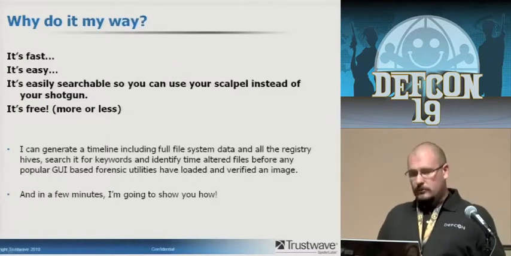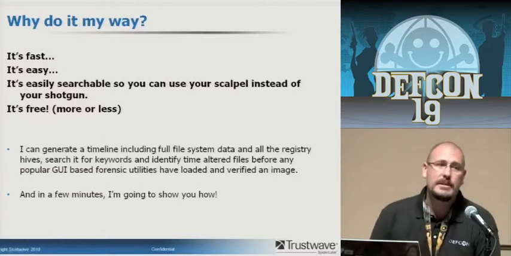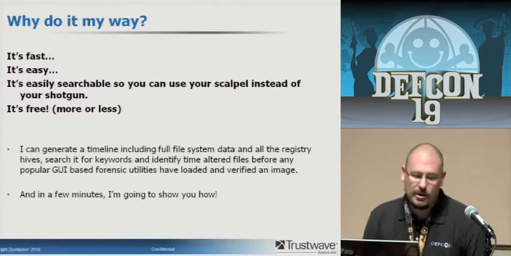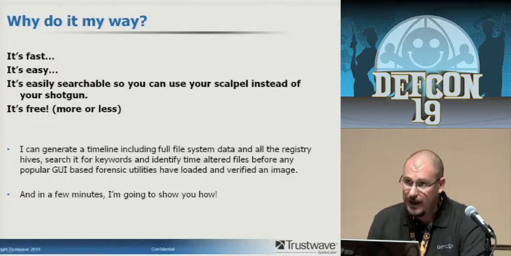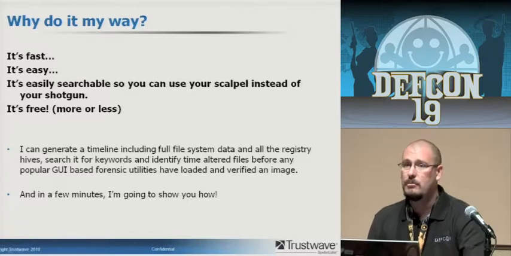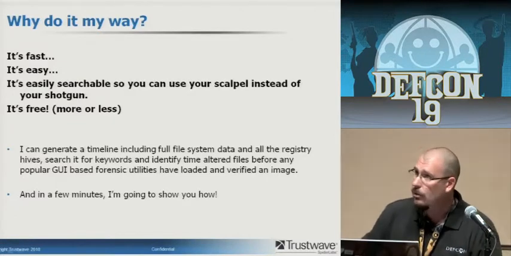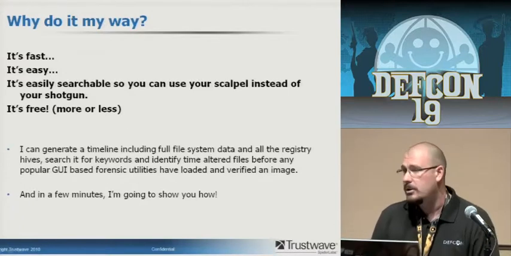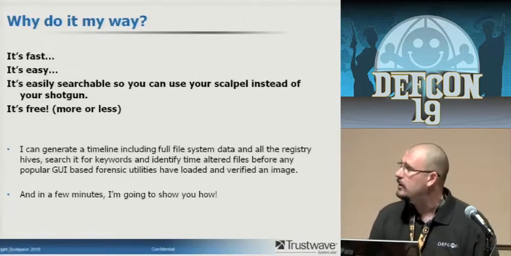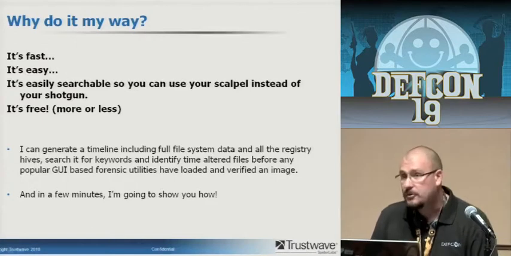So now we get to why we do it my way, right? Everybody's seen some of the forensic suites that are out there that will sort stuff into timelines, and you can do some of this stuff, but it's very limited. My way's fast. It's super easy, and it's extremely easy to search. Whether you're more comfortable with the command line or the search prompt or the find command, it's amazing how searchable it is. So instead of doing your traditional shotgun forensics where you're looking for anything bad, you can use your scalpel and go after what you're actually looking for. And it's free, more or less.